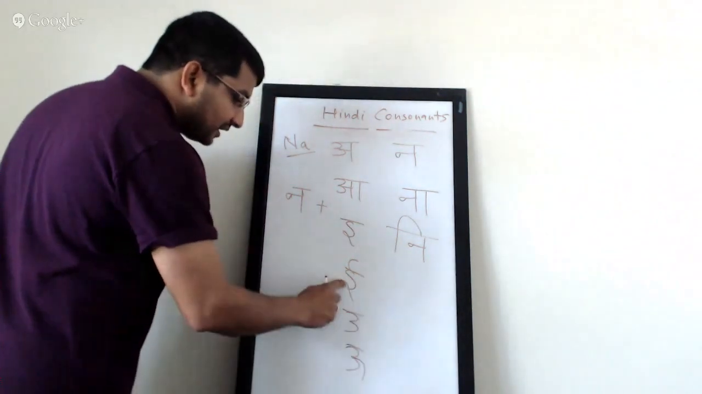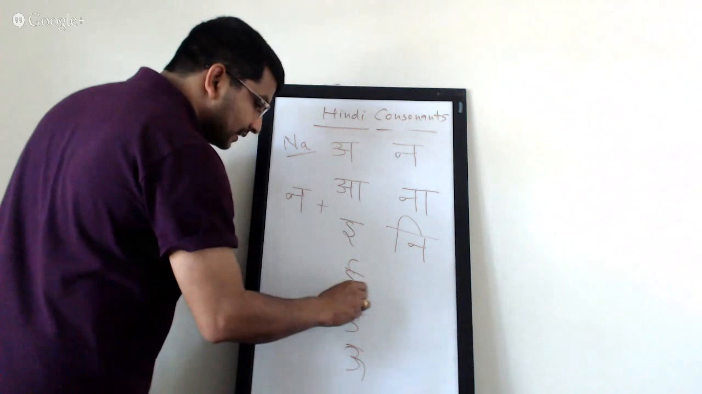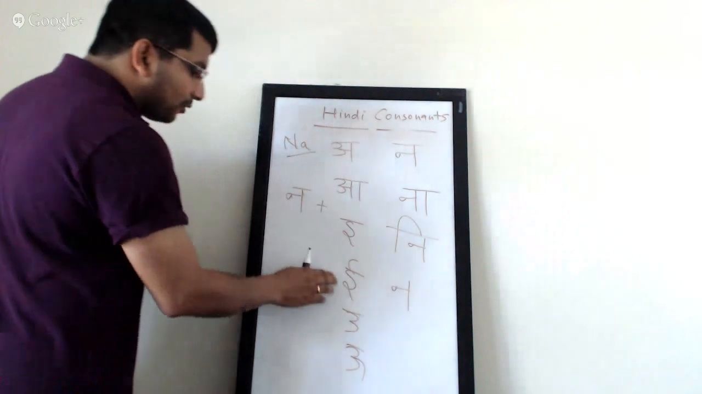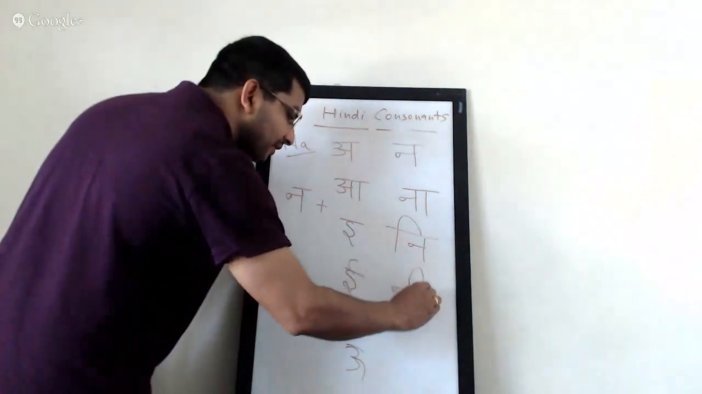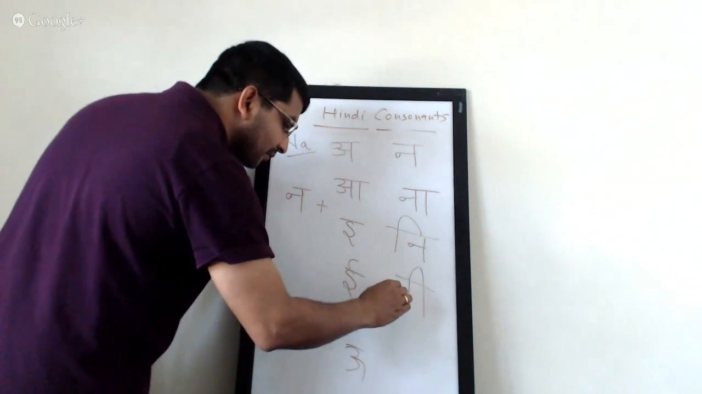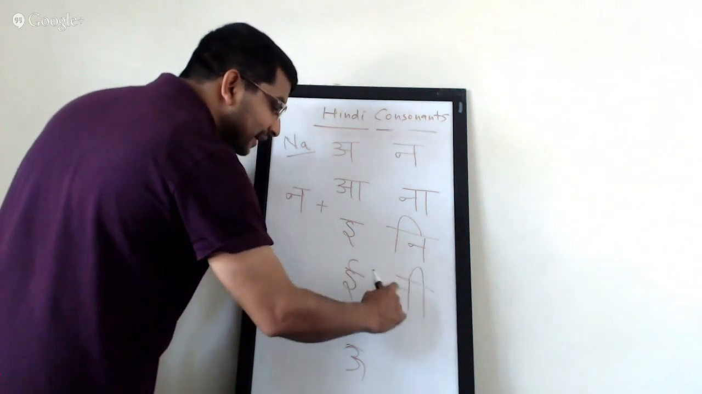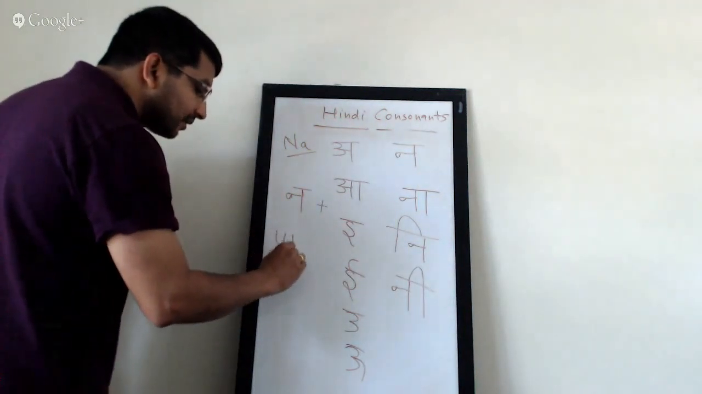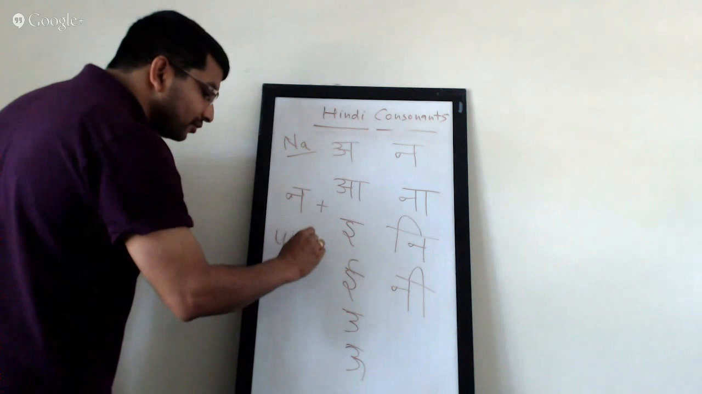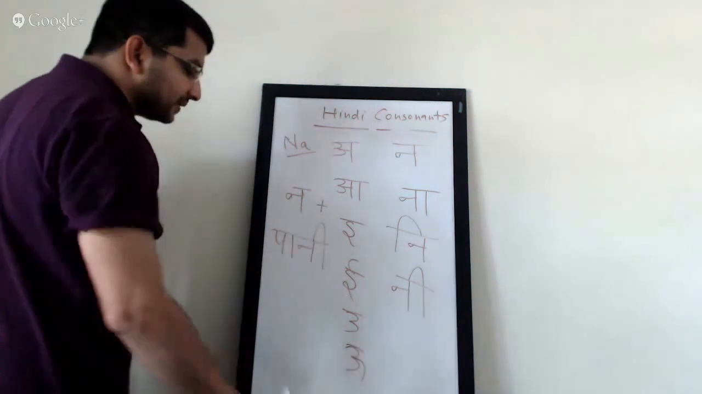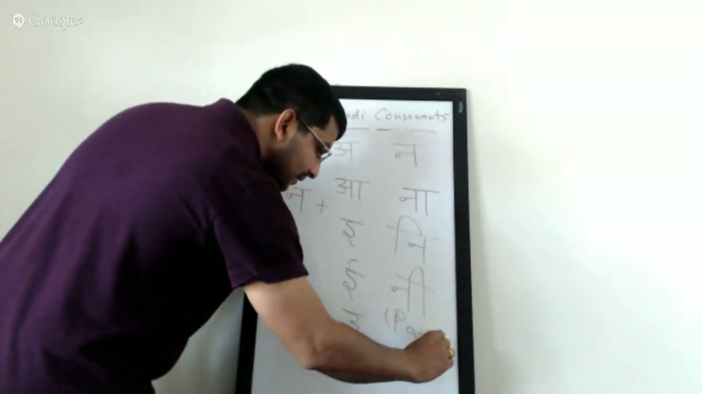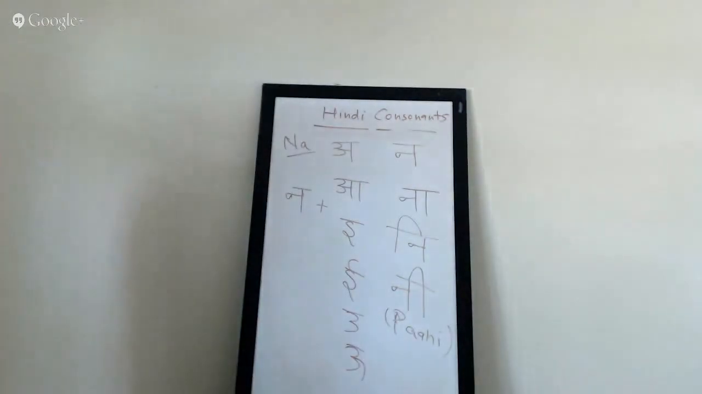So when you say pani, you're using this long ee, and when you put the ee sound on na, you put the matra on the right hand side. A good way to remember is that it's just like a waterfall on the right hand side, nee. So when you write pani, it's pa, aa, and then you put in nee, pani.